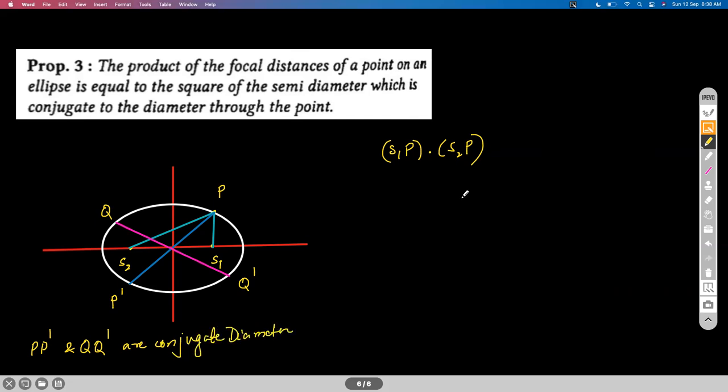This property says this product of the focal distances is equal to CQ square, right? That is the square of the semi-diameter, which is conjugate to the diameter through the point. Very easy. Please prove it.